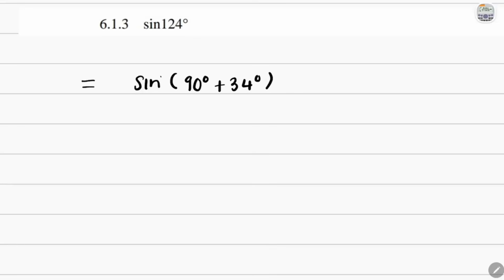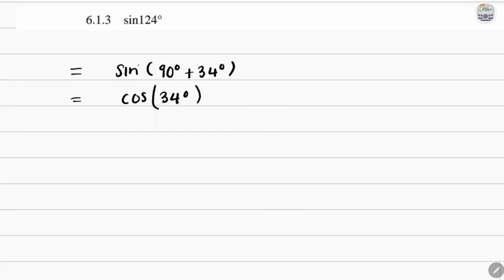And then straight away you see that we're using cofunctions. So this is sine 90 plus theta. It's like sine 90 plus theta, and we know that this is equal to cos theta. Okay, it's not the one that becomes negative. The one that becomes negative is cos 90 plus theta. So this is just going to become cos 34 degrees.